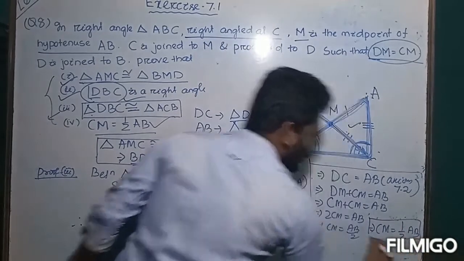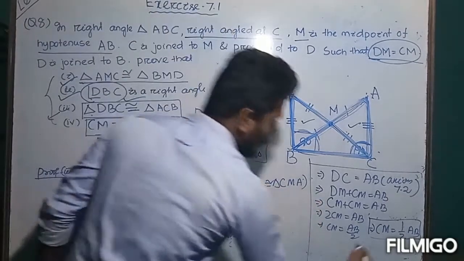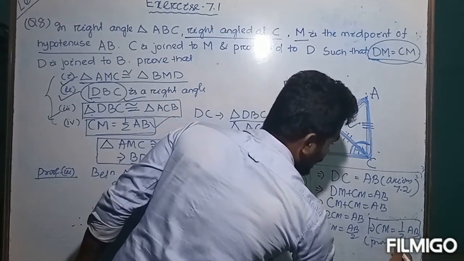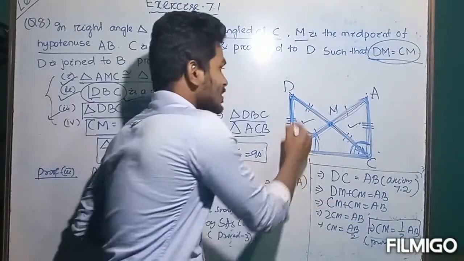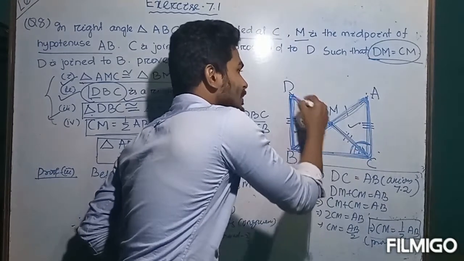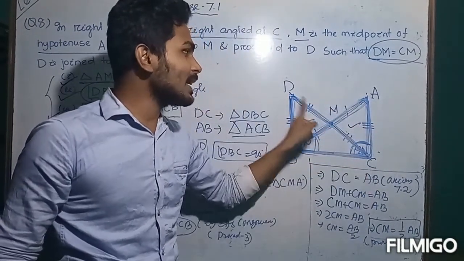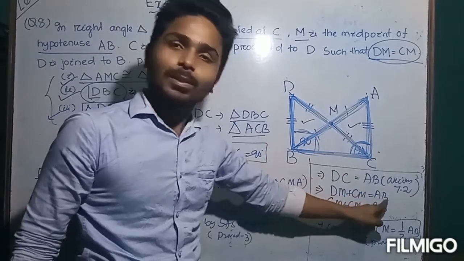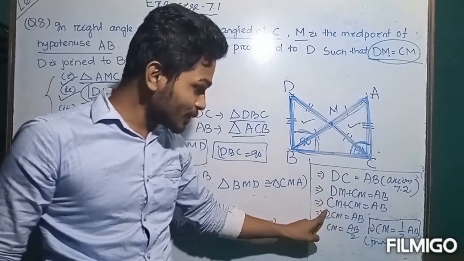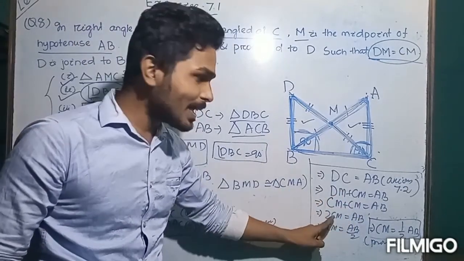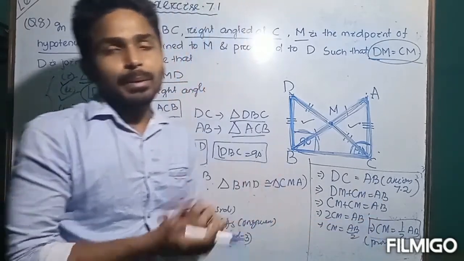Now we have proved what we needed to prove. Hence this is the proof of the fourth statement. Understood how we proved it? Since this triangle is congruent to this triangle, this side is equal to this side, DC is equal to AB. Now this can be written as DM plus CM is equal to AB. Since DM is equal to CM, in the place of DM we can substitute CM. CM plus CM is 2CM is equal to AB, and CM is equal to AB by 2, or half AB.